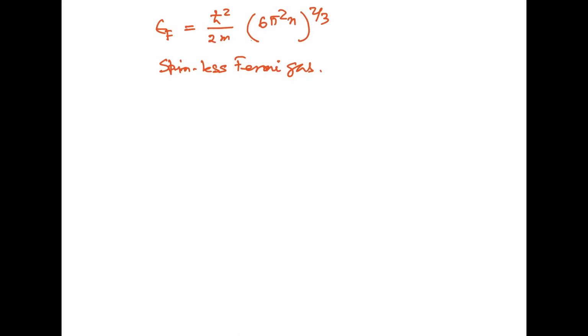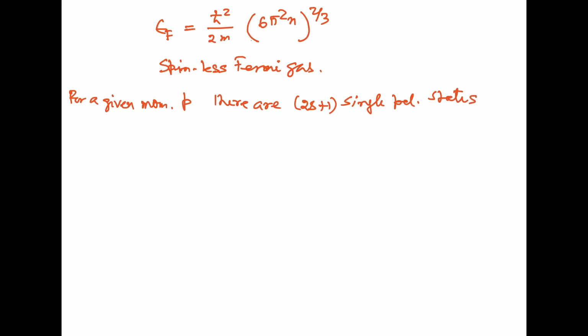However, if the particles have a spin, then for a given momentum p, there are 2s plus 1 single particle states, all having the same energy epsilon p.